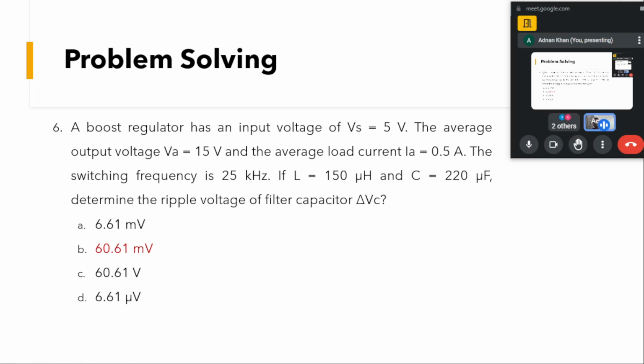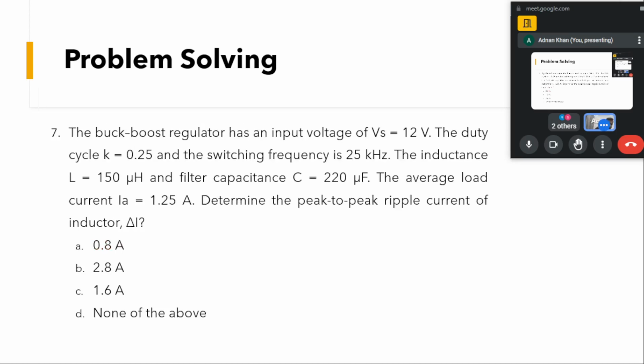These questions are quite simple. You have to see what is being asked in the question, where we can solve this equation, what the required parameters are that need to be found out, and what is given. Coming to question number 7.